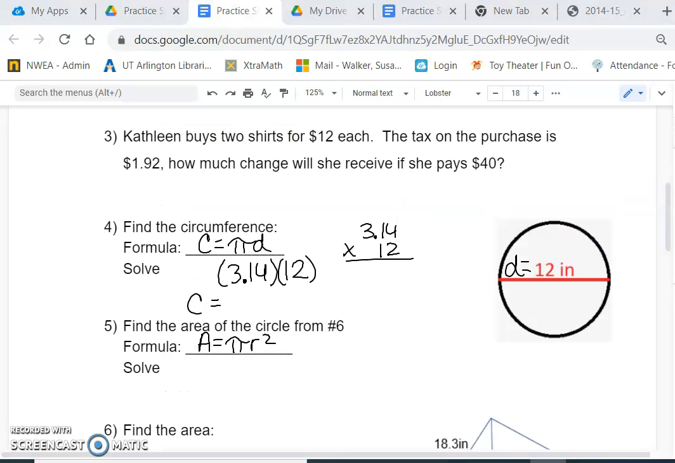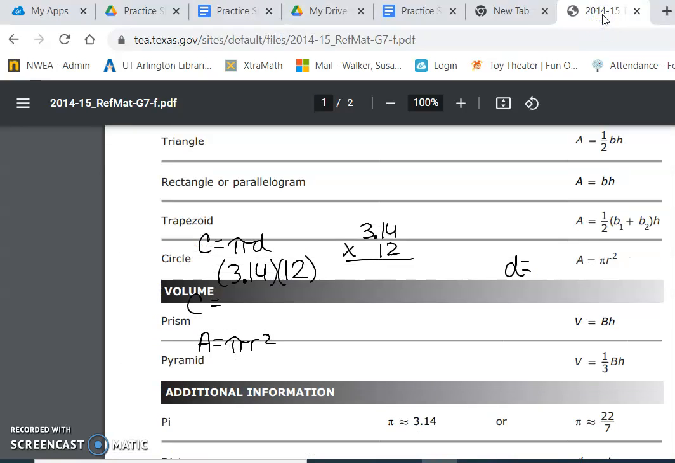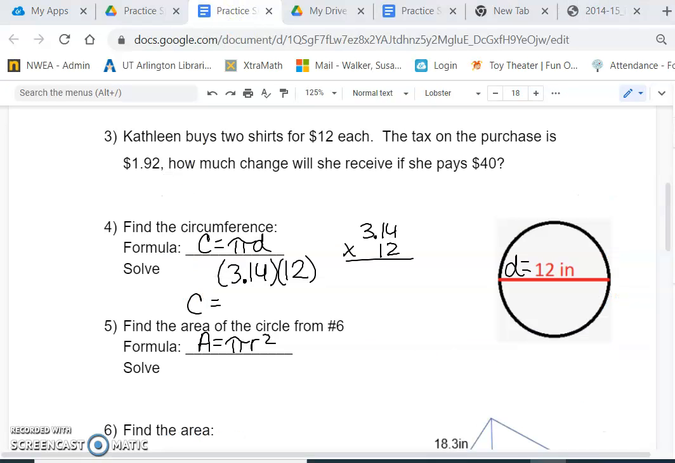Okay. So hopefully remember pi. Remember that's on the formula chart if you don't know. Pi is on the formula chart, right there. Okay. So I'm going to put that right here, 3.14.